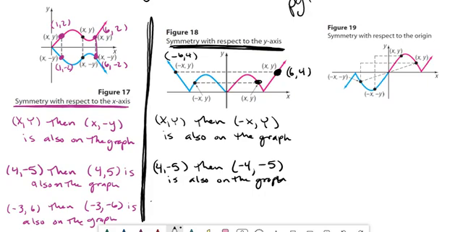Okay, let's do one more practice point, negative 3 comma 6. If that point is on our graph, and we know that this graph has symmetry with respect to the y-axis, then we want the opposite sign of x. So if x is currently negative, x is now going to be positive, and then keep the same y value, which happened to be a positive 6. So if negative 3 comma 6 is on the graph, then we know 3 comma 6 is also going to be on the graph.